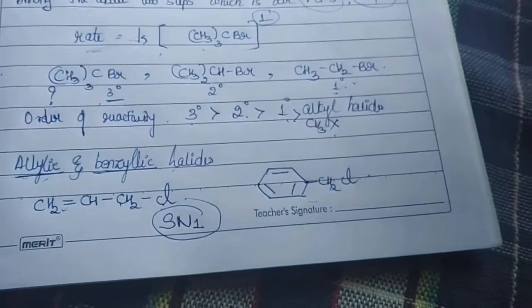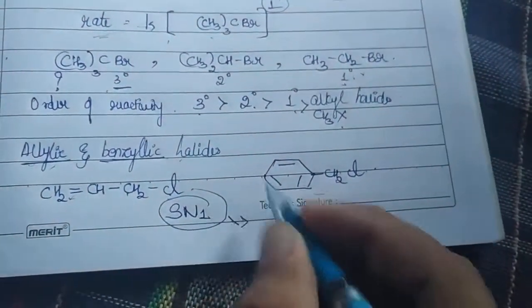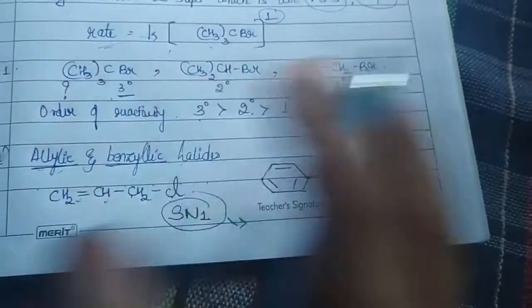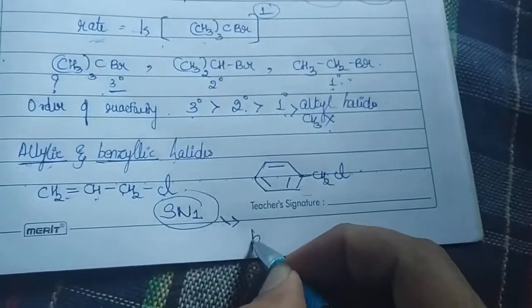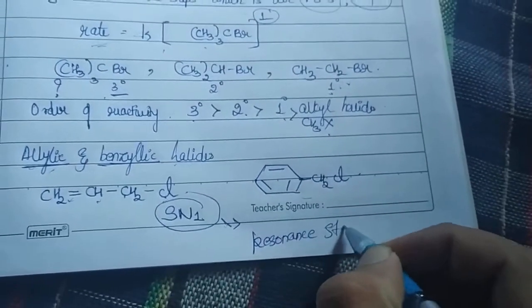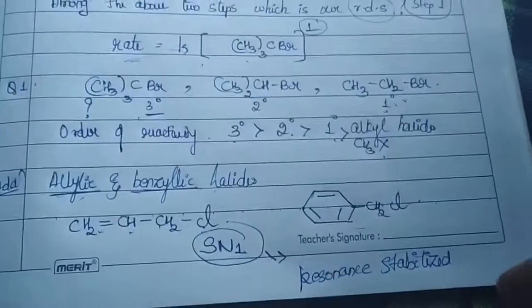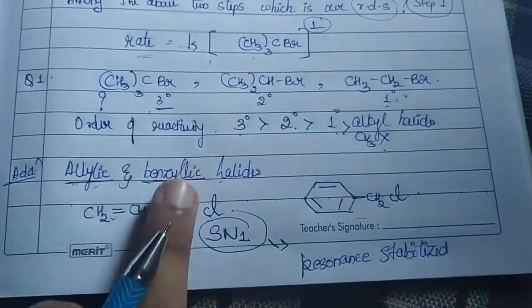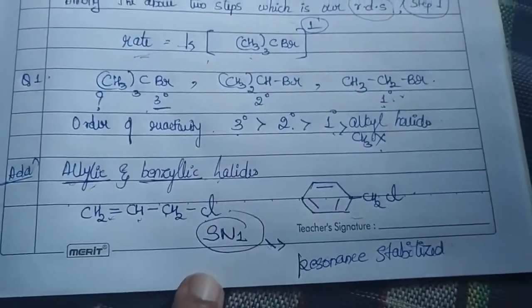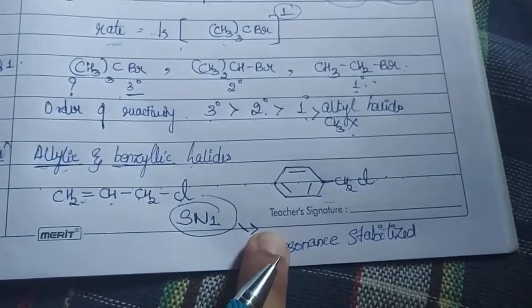You can ask me, why sir? Do remember, the main reason is that whatever carbocation they form is resonance stabilized. Because of that reason, both our allylic and benzylic halides also follow the SN1 mechanism. Is that clear?